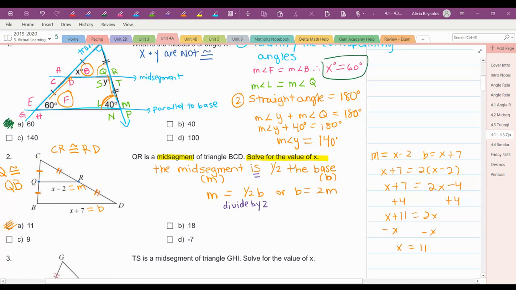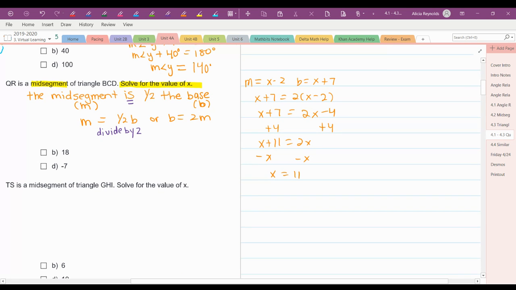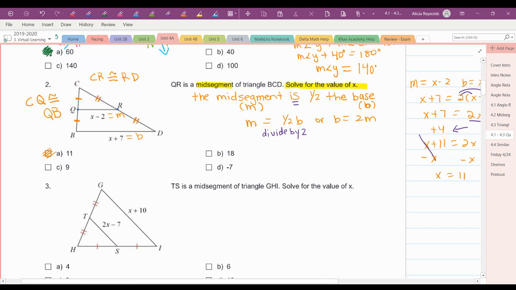So I have that my mid-segment equals x minus 2. My base equals x plus 7. Here I decided to use that my base is equal to 2 times my mid-segment. So here I distributed my 2 to get 2x and 4. I did inverse operations to isolate x. And here I did inverse operations with my x. So I had positive x, so I subtracted x to get x equals 11. And that is my final answer for number 2.